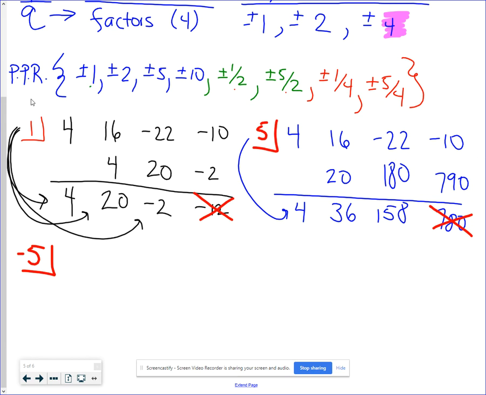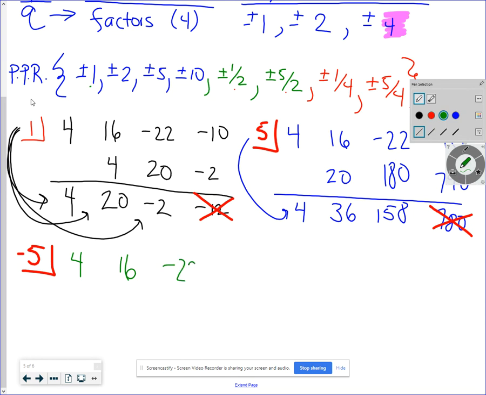So we find out it's going to be negative 5. So let's see, what do we get? Let's make sure it's confirmed that it's negative 5. So we got 4, 16, negative 22, negative 10. Draw a line under there.